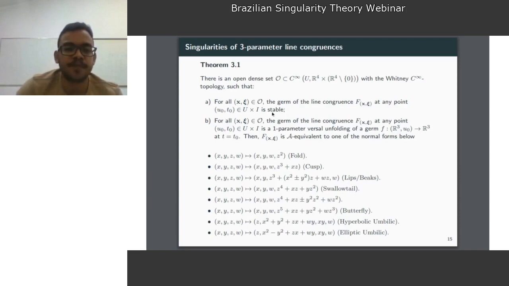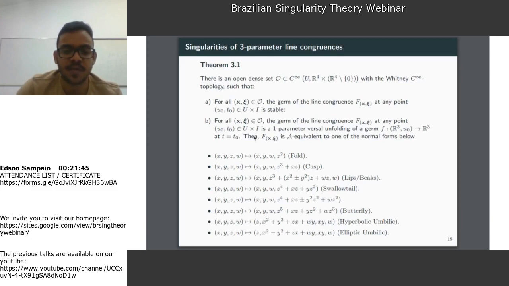And we also showed that for all (x, c) taken in O, the germ of line congruence f_xc at any point u0 to 0 is a one-parameter versal unfolding of a germ from R^3 to R^3. Then f_xc is equivalent to one of these normal forms. These are the stable singularities in the usual sense, but some of these normal forms are equivalent in R^4. We decided to keep all of them because they came from germs from R^3 to R^3 that are not equivalent. We are also studying the geometric interpretation now, and maybe there is something interesting about this, so we thought it good to keep the longer list.